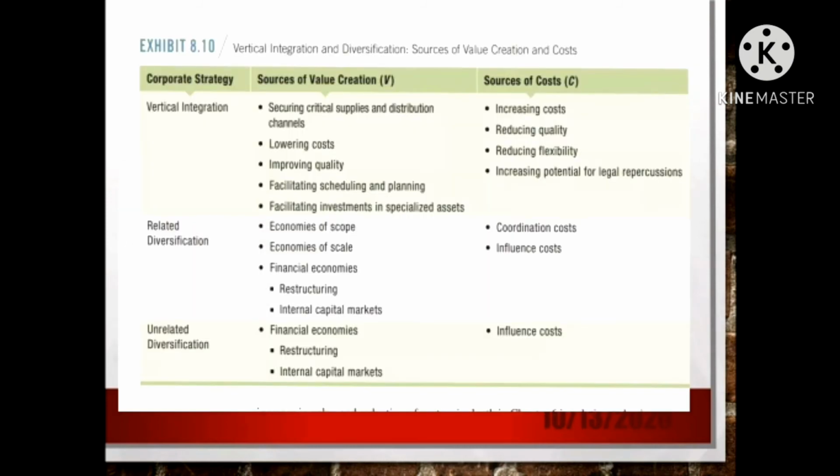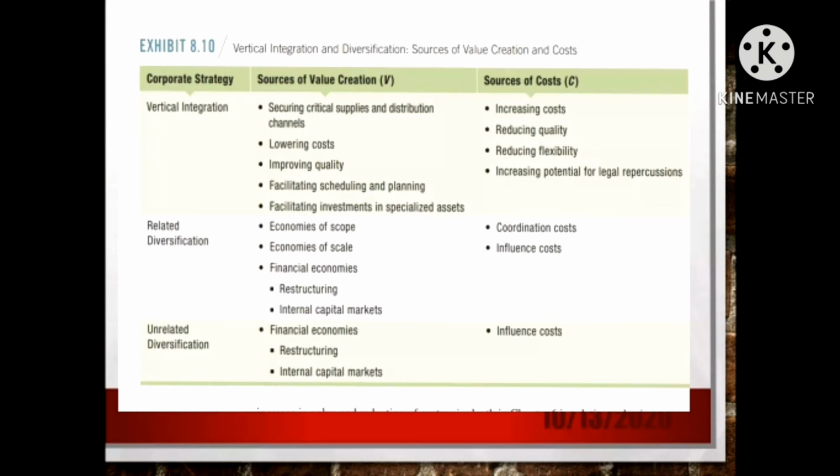Exhibit 8.10: Vertical Integration and Diversification. This figure shows sources of value creation and costs. For corporate strategy, we have vertical integration, related diversification, and unrelated diversification. A corporate strategy means to determine the scope of a company's activities and the manner in which a company's business processes support company goals.